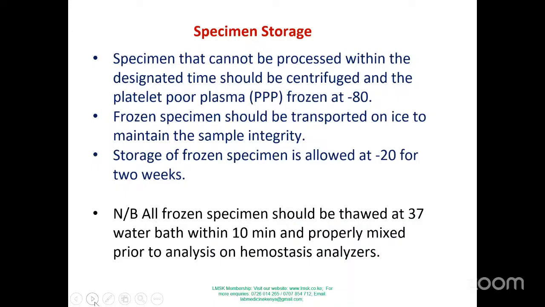So for the specimen storage, the specimen that cannot be processed within the designated time should be centrifuged and the platelet poor plasma frozen at -80. So let's say you are doing a research in that particular area, or maybe you are doing a validation study and you need these samples to be used later.